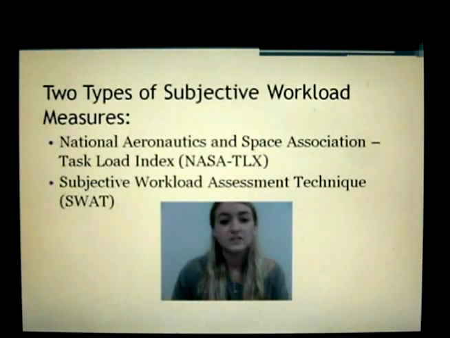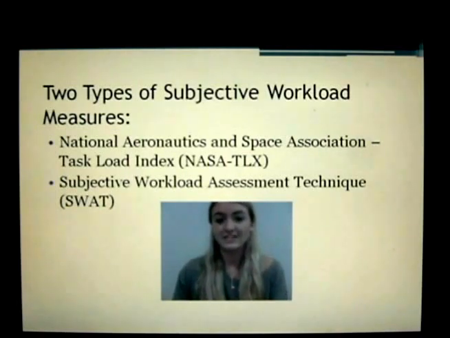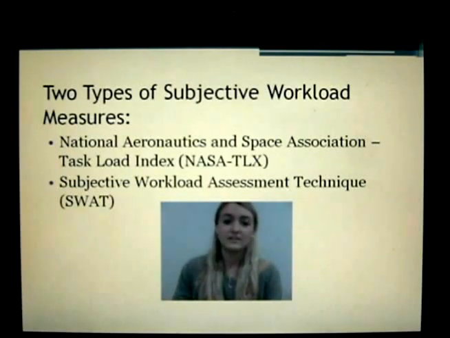Today we're going to look at two examples of subjective workload measurement. They are the National Aeronautics and Space Administration Task Load Index, or NASA TLX, and Subjective Workload Assessment Technique, or SWAT.